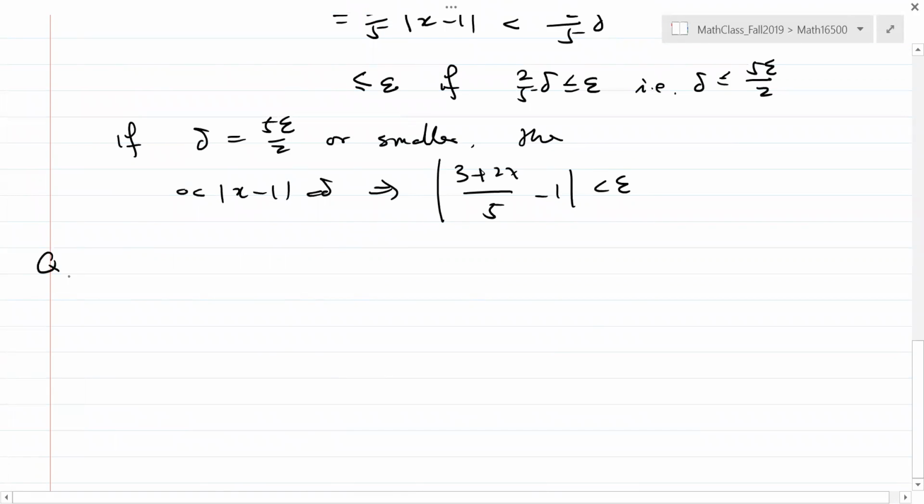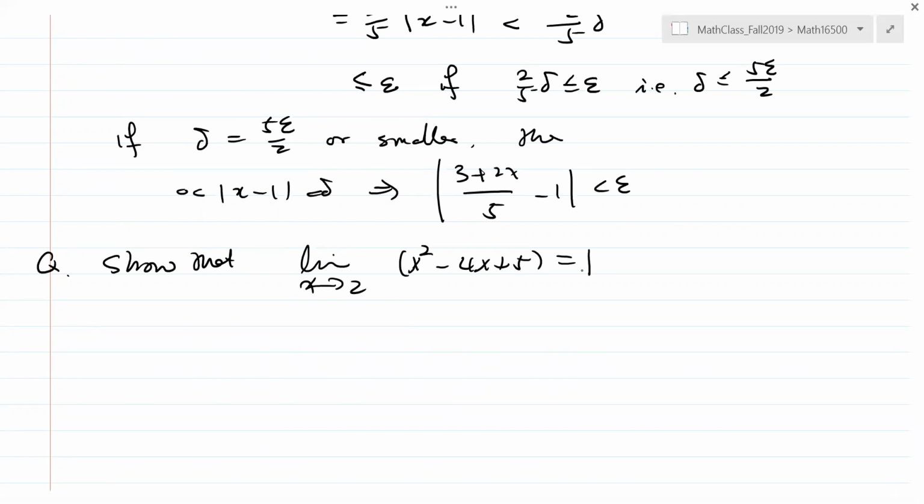Okay, for example, show that the limit as x approaches 2 of x squared minus 4x plus 5 equals 1. Why equals 1? When you plug 2 for x, you get 2 squared minus 4 times 2 plus 5, that's 1. Now, this is a typical problem. It's a bonus problem on the final exam, probably not on the test.